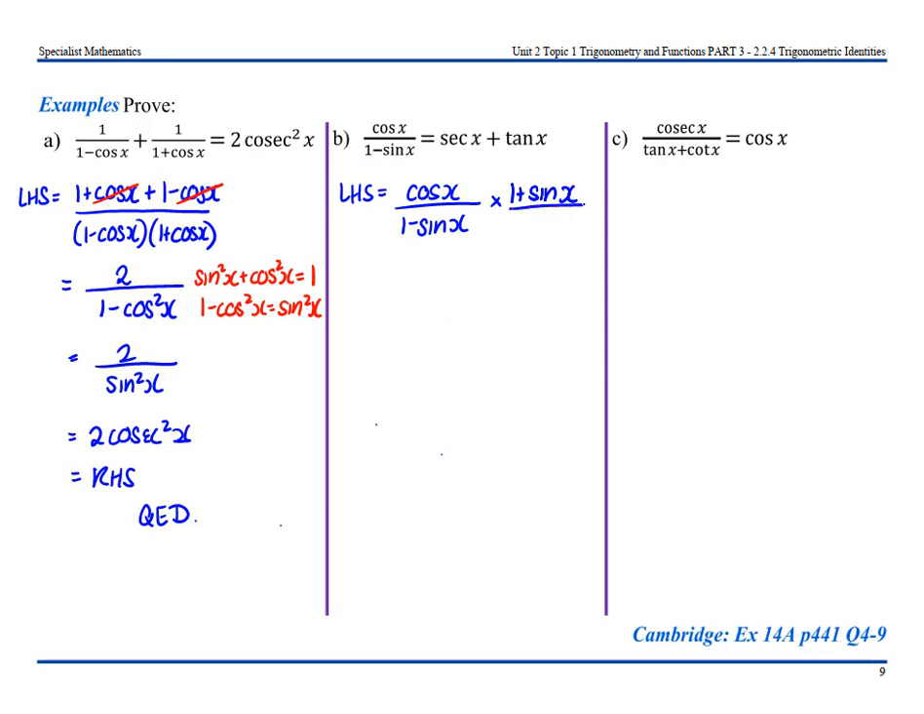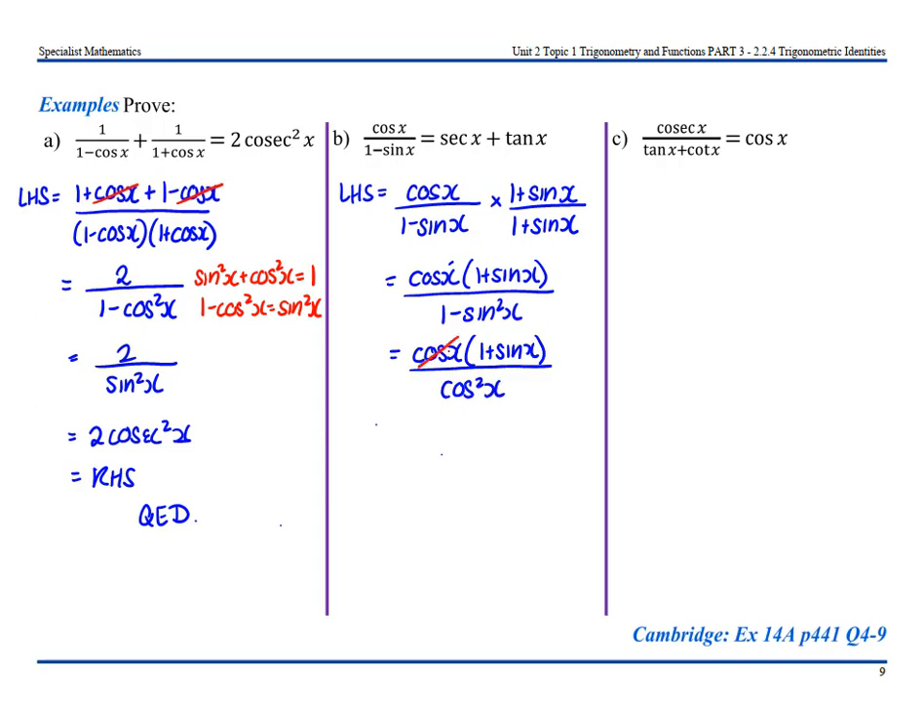If I times by 1 plus sine x over 1 plus sine x, you'll see I'll end up with cos x (1 plus sine x) all over 1 minus sine squared x. Now 1 minus sine squared x is cos squared x. I've got cos x (1 plus sine x) over cos squared x. So one of those in the denominator cancels with the top. So now I have (1 plus sine x) over cos x.